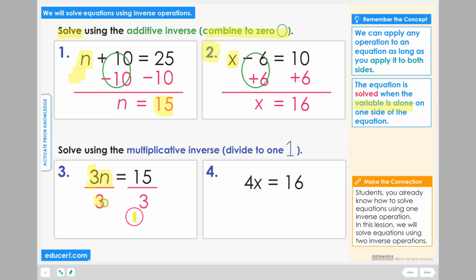3n divided by 3 equals n, and 15 divided by 3 equals 5. So the equation becomes n equals 5. Solve the equation in problem 4 using the multiplicative inverse to solve for x.